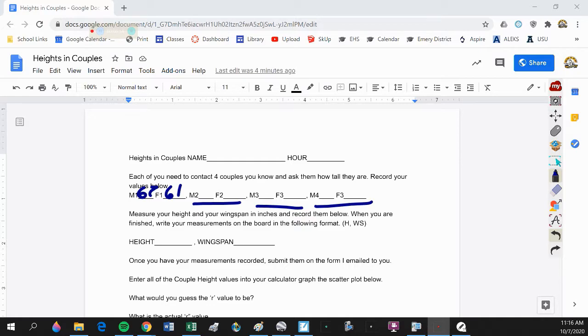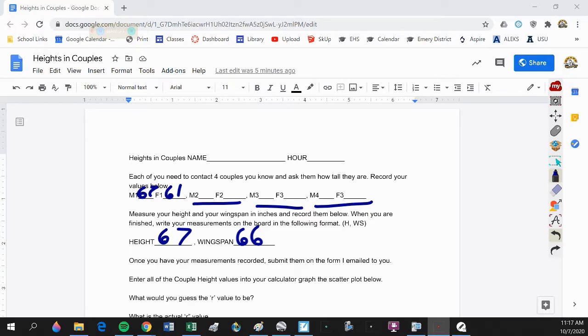Then you need to go on the wall and measure your height, and then give the wall a big hug and measure your wingspan. My height is 67, and my wingspan, I'm just going to guess, I've got little stubby arms, 66. Then I've sent you an email, and you need to plug all those into the email and send it, and I will put all the information up on the board. So pause the video, take care of that.